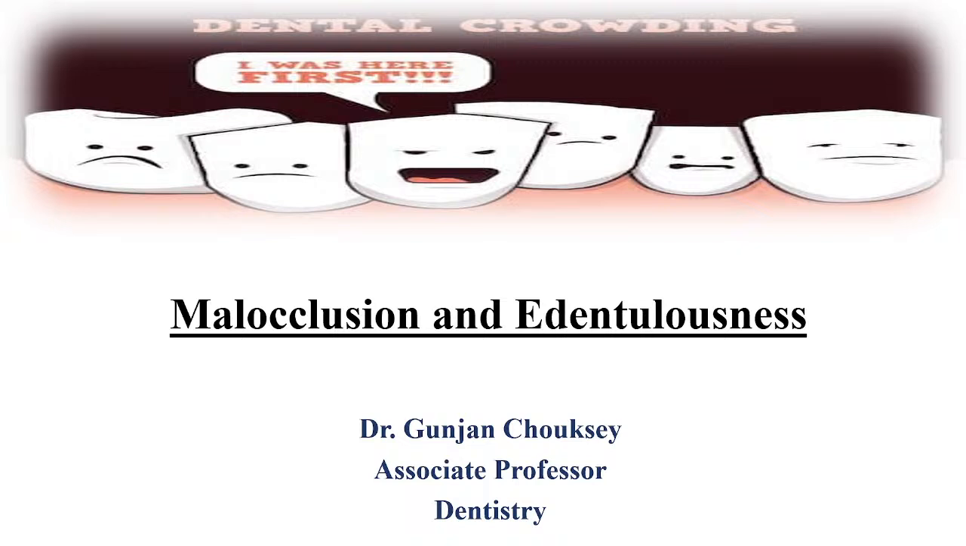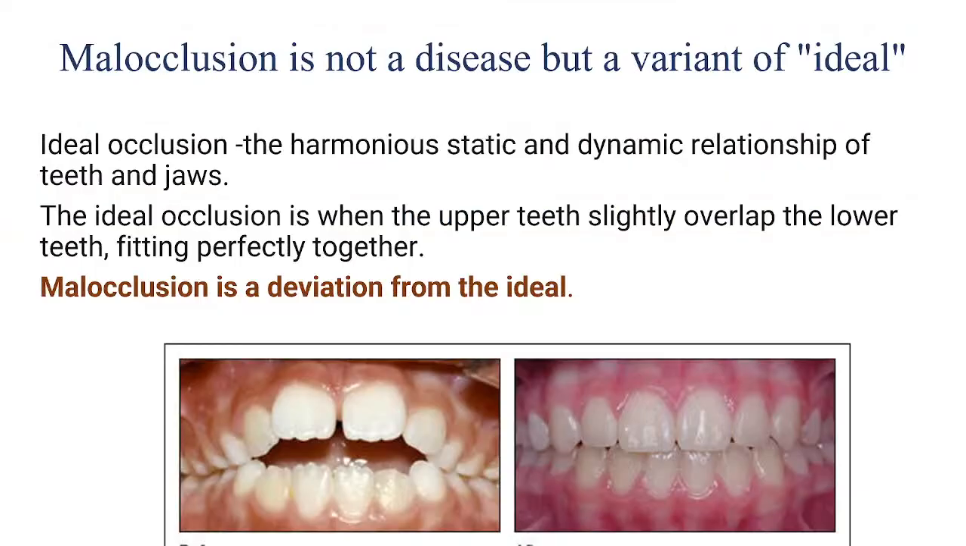Now, second thing is edentulousness. What do we understand by edentulousness? Nobody can think? Edentulous? When a patient has teeth, we call it dentulous. So, what would be edentulous? If dentulous is with teeth, edentulous would be without teeth. So it could be one tooth missing, it could be two teeth missing, or it could be all the teeth missing in the jaws. So malocclusion is not a disease, but it is a variant of ideal.